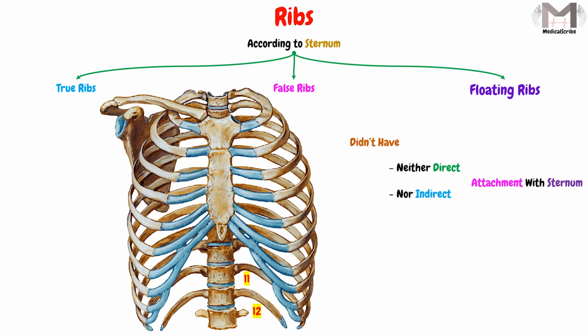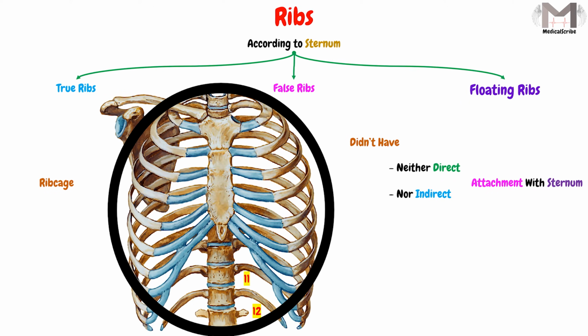These 12 pairs of ribs, as we said, are attached with the sternum, and by that they form what we call the rib cage, or the thoracic cage, which is considered the skeleton of the chest.